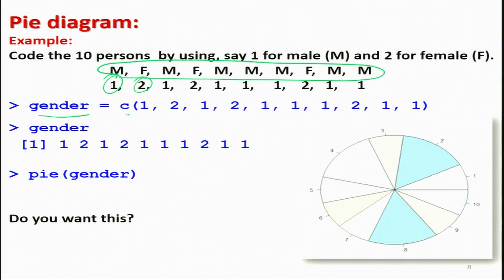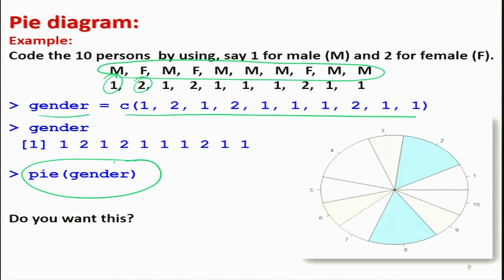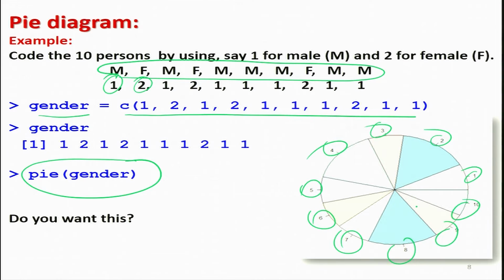Then I collect the data in the variable gender like this, and now I create a pie of gender. That means I write the command pie. You can see here that you get 1, 2, 3, 4, 5, 6, 7, 8, 9, 10 partitions. Do you want this? No. So once again I have made a mistake: instead of giving the frequency of the data, I am giving the original data. That is why it is creating this type of issue. So we have to give the frequency, right.